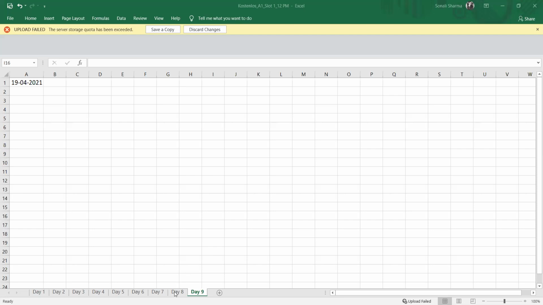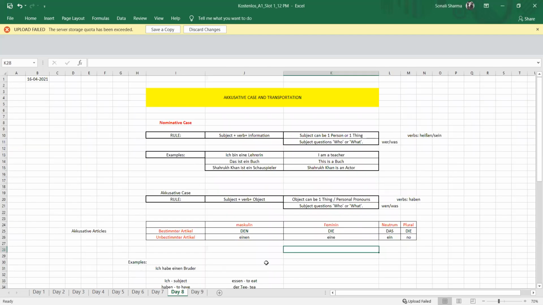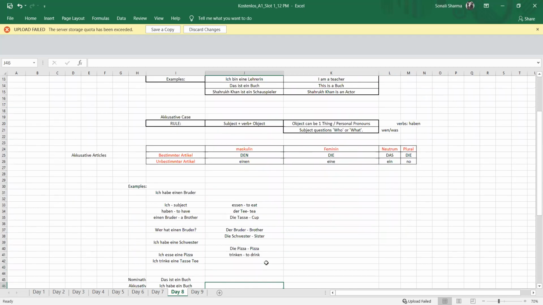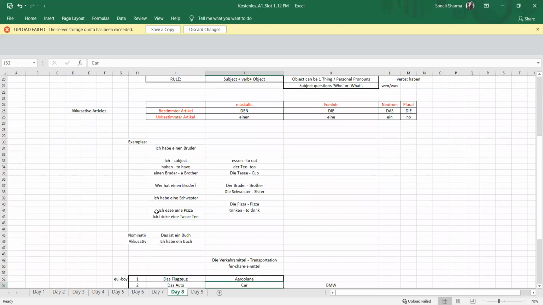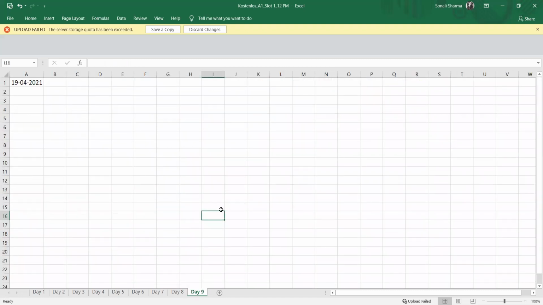In the last session, we learned about "Ich esse eine Pizza" and "Ich trinke eine Tasse Tee." Today we are going to do these two verbs, essen und trinken, and learn how to conjugate them as well. Let's do the conjugation part, and then I will tell you all the vocab on food and drinks.